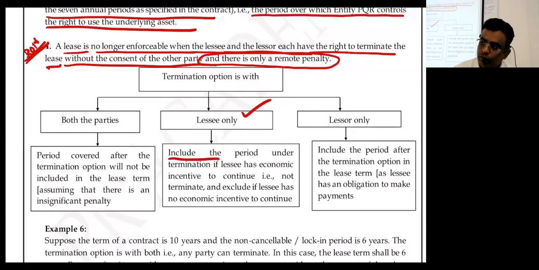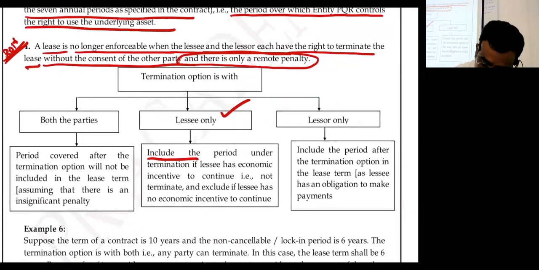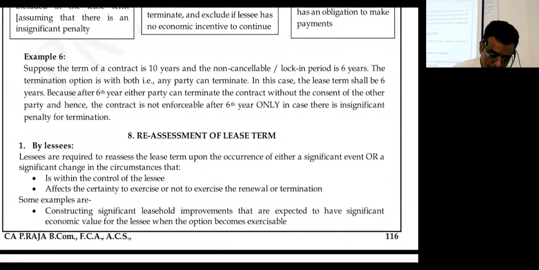We have already seen this. Did we see it or not? Even if only the lessor has it, we will include it. If both parties have it, then we won't include it. Yes or no? Clear? Not clear? Example. Suppose, go through that example.